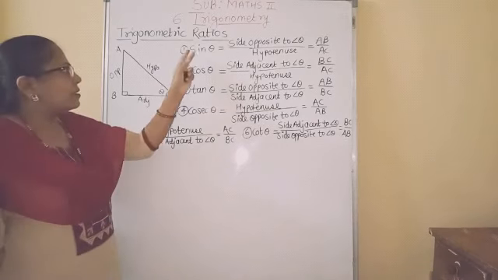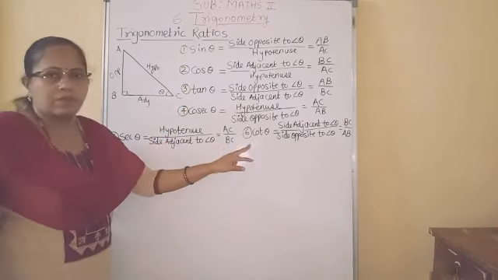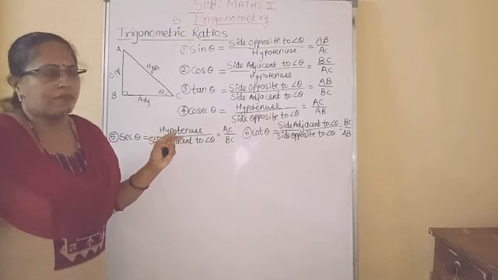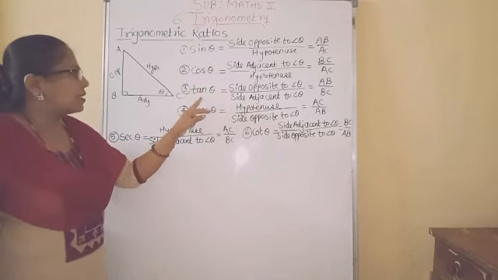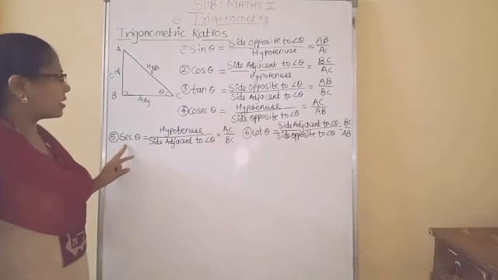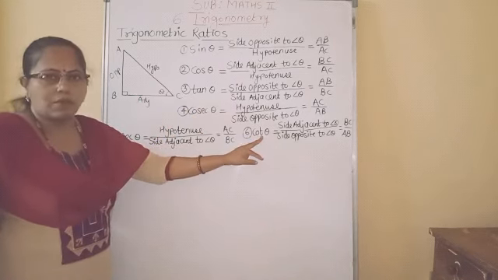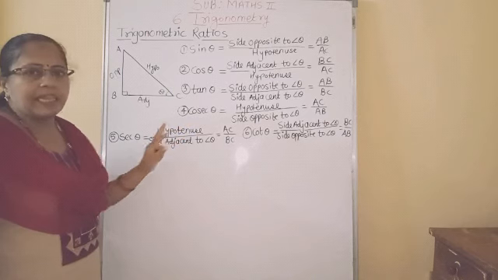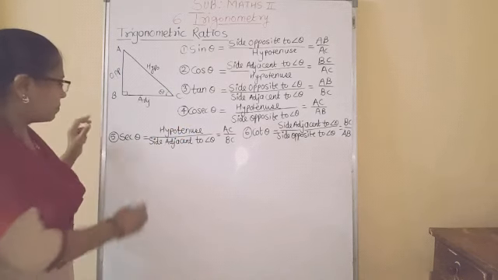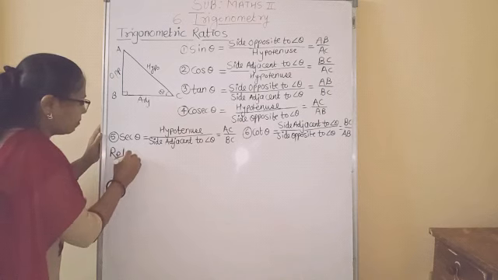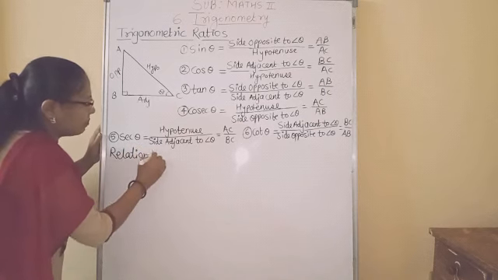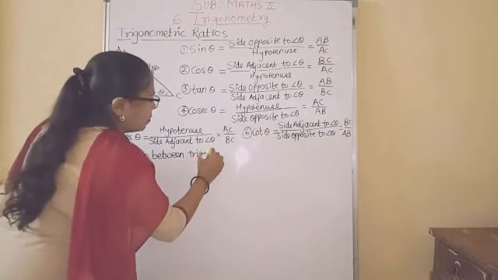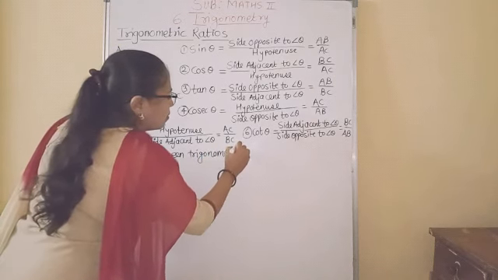So students, these are the six trigonometric ratios, and they are very important. This is the base of this lesson: sin theta, cos theta, tan theta, cosec theta, sec theta and cot theta. Now we studied how to find these ratios. Now we will see the relation between these trigonometric ratios.